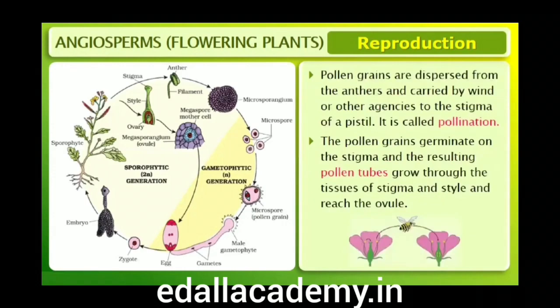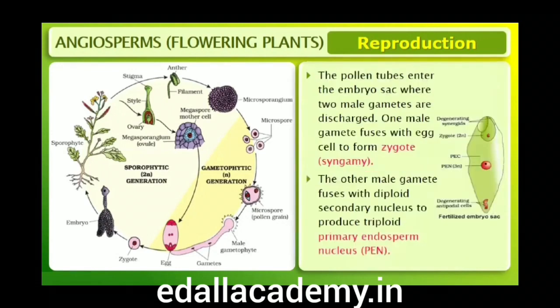Pollen grains, after dispersal from the anthers, are carried by wind or various other agencies to the stigma of a pistil. This is termed as pollination. The pollen grains germinate on the stigma and the resulting pollen tubes grow through the tissues of stigma and style and reach the ovule. The pollen tubes enter the embryo sac where 2 male gametes are discharged. One of the male gametes fuses with the egg cell to form a zygote, syngamy. The other male gamete fuses with the diploid secondary nucleus to produce the triploid primary endosperm nucleus, PEN.